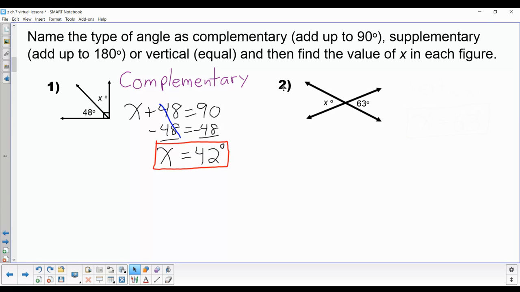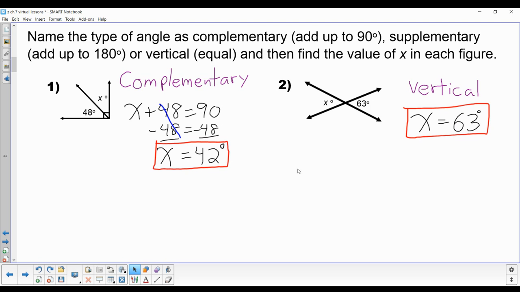Problem number two, I look at my picture. Now, if the two angles were making a straight line, they're not, it would be 180 degrees. It would be supplementary, but they're not. There's no right angle mark. It is not complementary. These are two angles that are opposite each other. That means they are vertical. When they are vertical, you just make them equal. So since they're equal, x is 63 degrees.